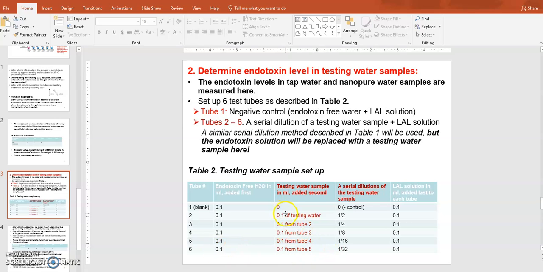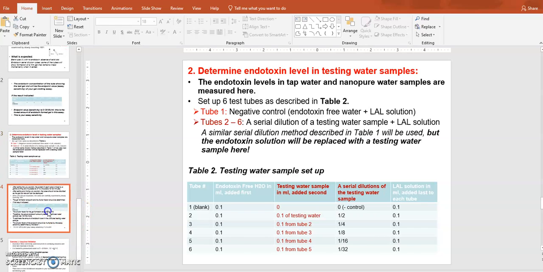So then you will see the amount of testing water, maybe it's tap water or deionized water or nano-pure water, whatever you are testing, will be diluted continuously, to half concentration, a quarter concentration, an eighth concentration, a 16th concentration, or a 32nd concentration. It is going to go down continuously, right? And to those tubes, you're going to add LAL, the same amount. And then you're going to see if you will detect some gel formation from these tubes, right?